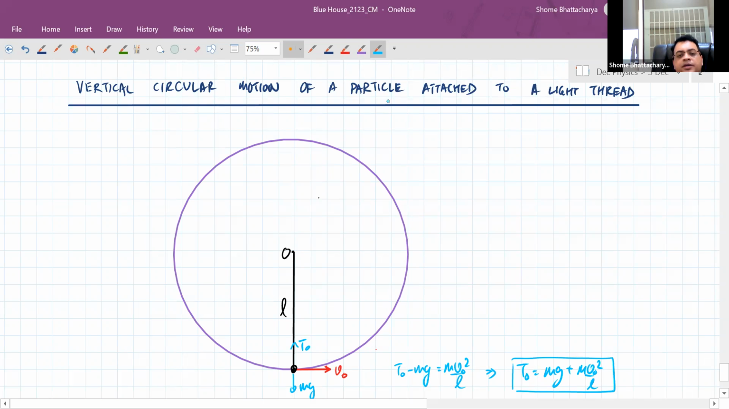Okay. Now compare that to when the particle reaches some angular position theta like this, where theta is less than 90 degrees. By now the speed of the particle would have reduced to some v. And the tension also, we saw, will reduce as you go up, as the angle theta changes.